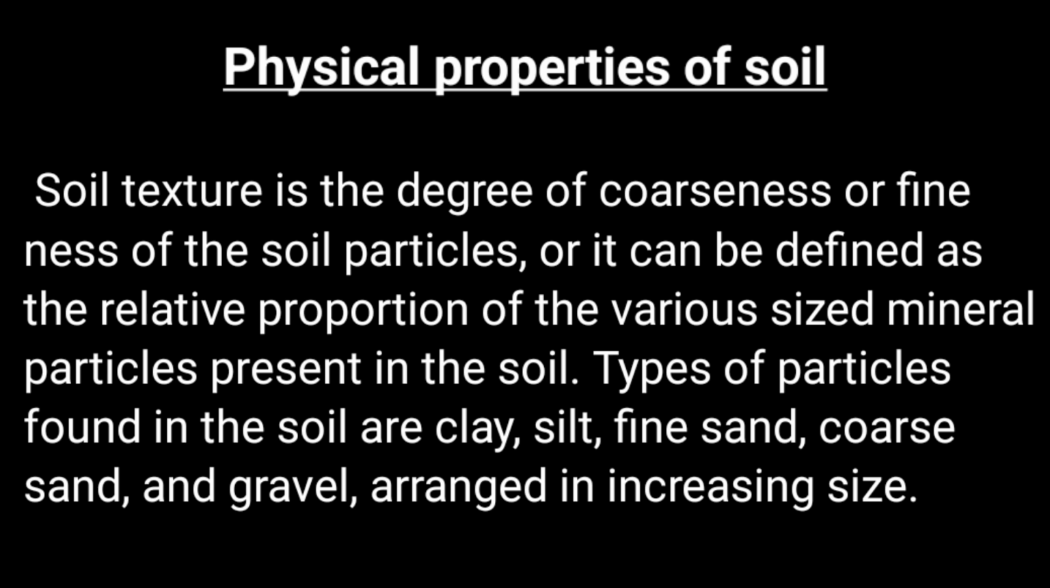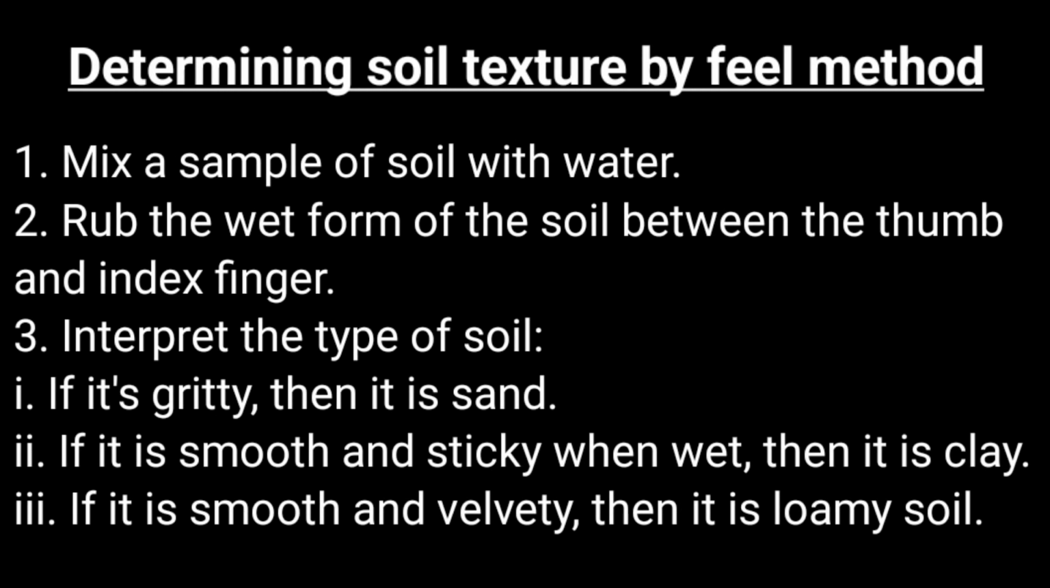Soil texture is the degree of coarseness or fineness of the soil particles, or we can say that it can be defined as the relative proportion of the various sized mineral particles present in the soil. Types of particles found in the soil are: we have clay, silt, fine sand, coarse sand, gravel, and these types are arranged in increasing size of particles.